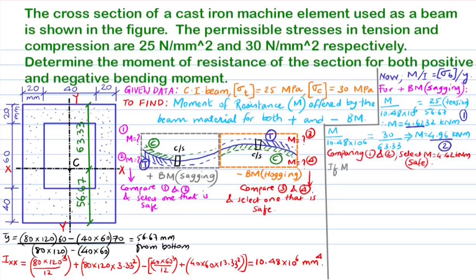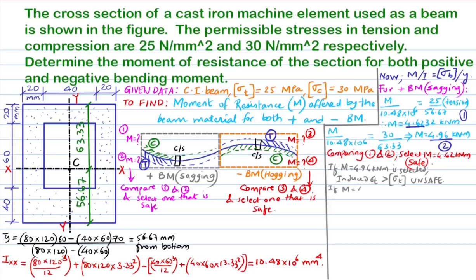To explain this, suppose we wish to assume the safe moment of resistance as 4.96 kilonewton meter instead of 4.62 kilonewton meter, then this would induce a tensile stress of value greater than the permissible tensile stress of 25 Newton per millimeter square, which would be unsafe and may lead to failure due to tensile action.